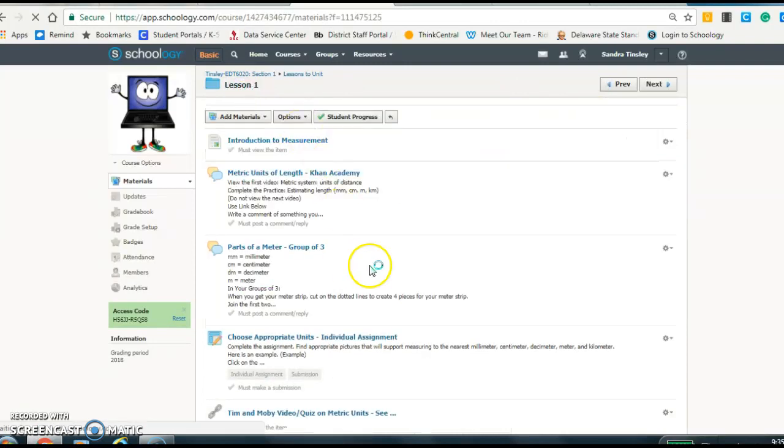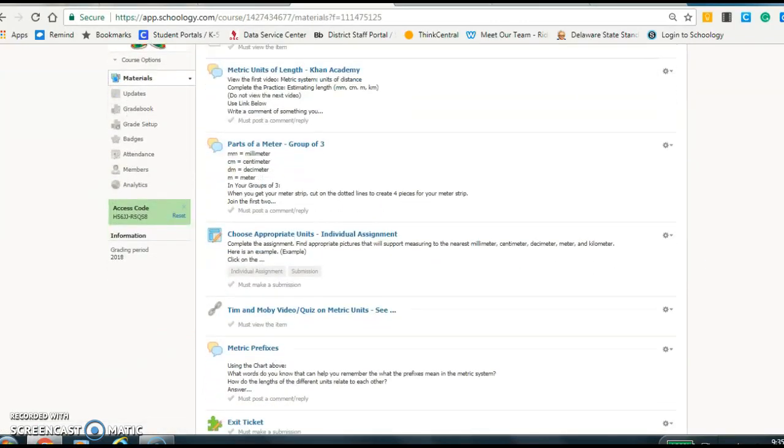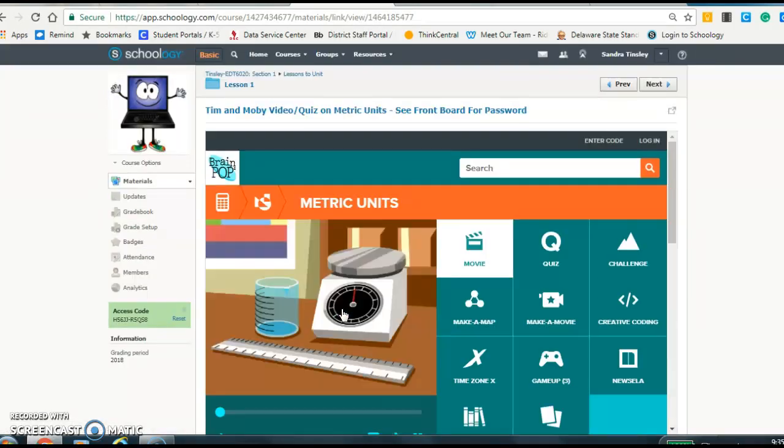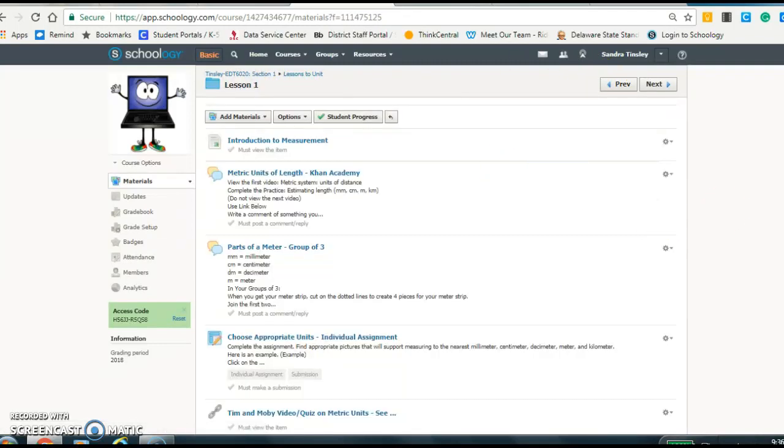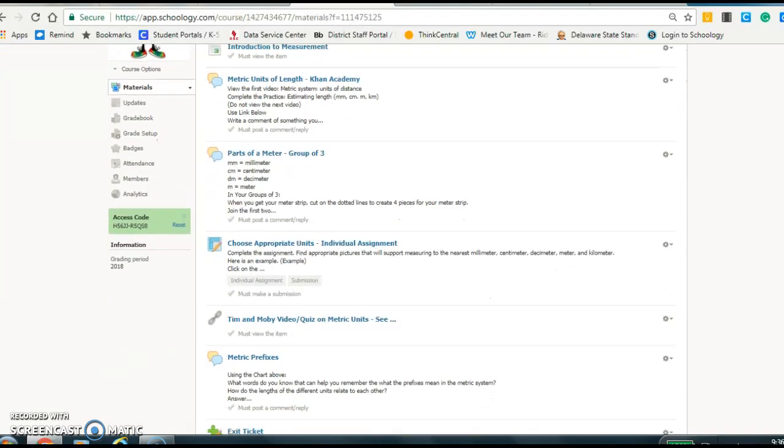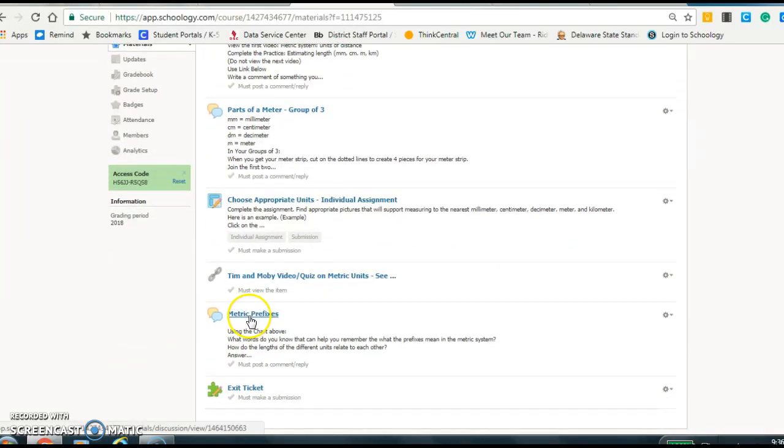Going on with Lesson 1, they will view a Tim and Moby video and get the password from the front board, and then they'll take a quiz. After they view the video and take the quiz, they'll see if they're ready for the next assignment.